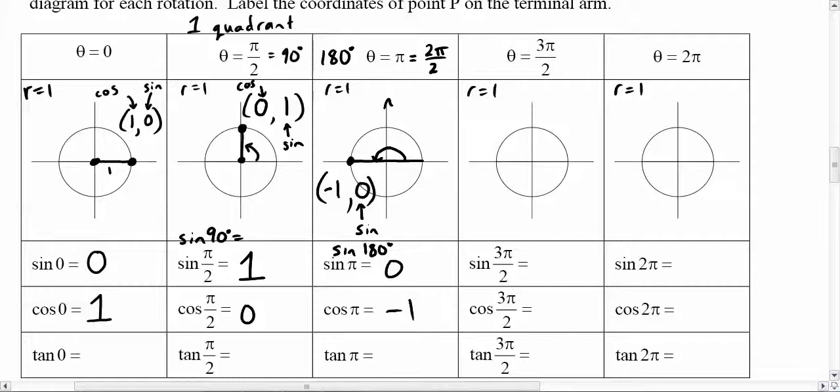Okay, so you try the last two. See if you can figure out what the sine and cosine is for those values.